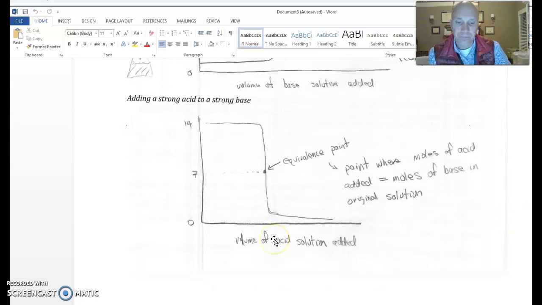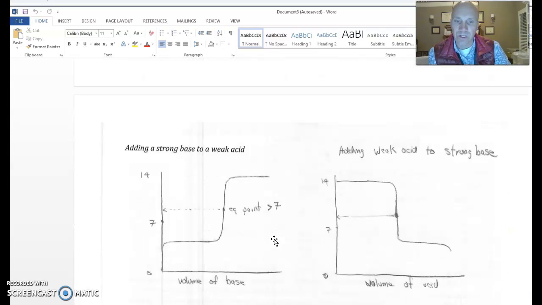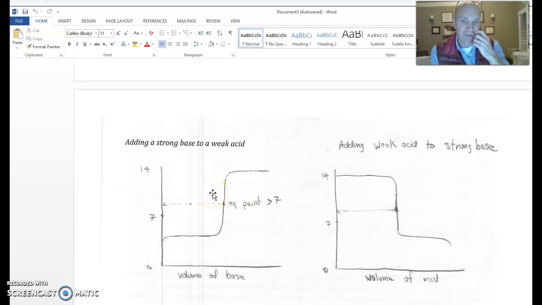So moving on. I've gone ahead and drawn in an extra one right here, adding a strong base to a weak acid.